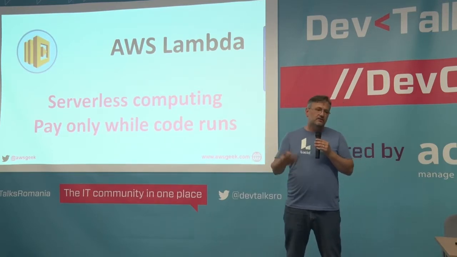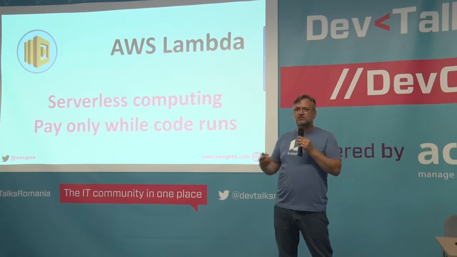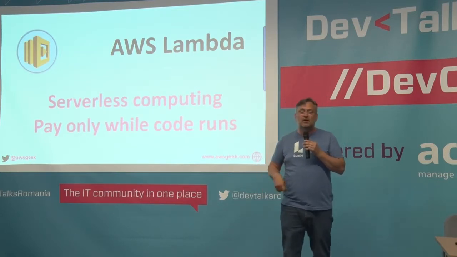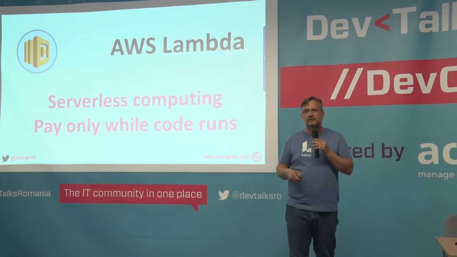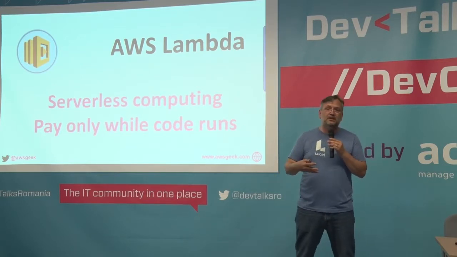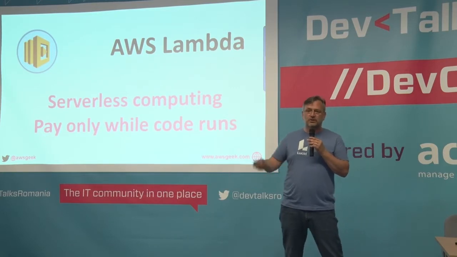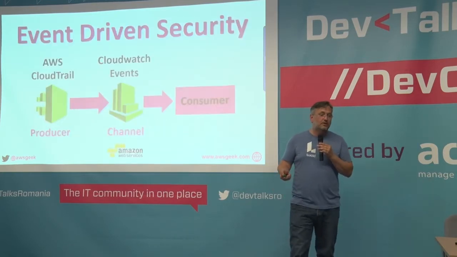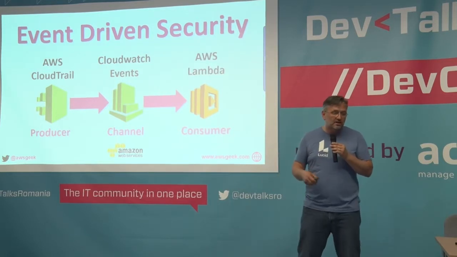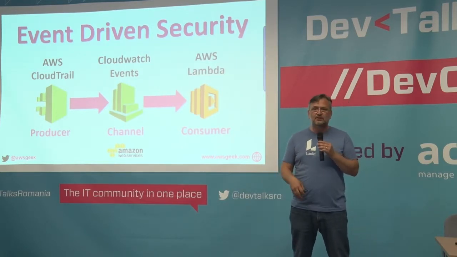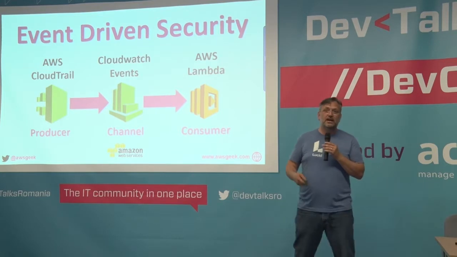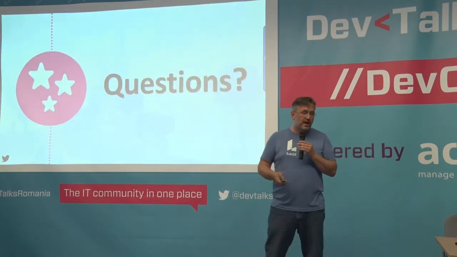The nice thing about AWS Lambda functions, or functions as a service in general, is you don't pay for it while it's not running. If nothing is happening in your application, there is no cost associated with it. It's only when those functions are being executed. So in our event-driven security model, we now have AWS CloudTrail coupled with CloudWatch Events, and then piping those off to AWS Lambda.